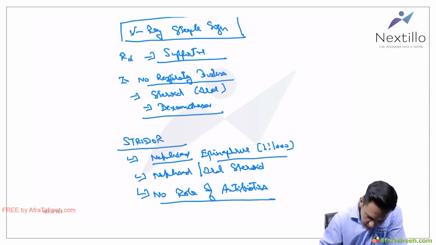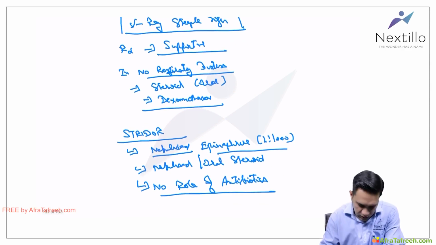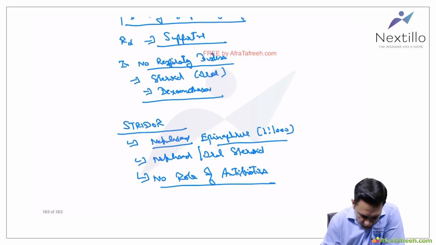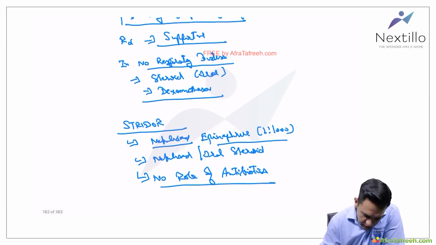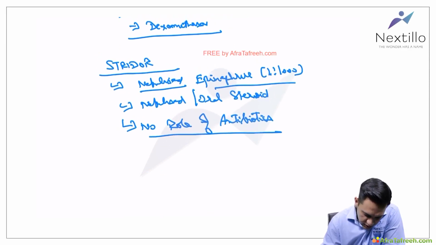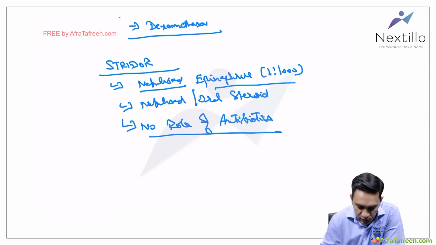So this was about the X-ray. The steeple sign is there. Treatment is mainly supportive. If no respiratory distress, you can use oral steroids; dexamethasone is preferred. If stridor is there, you can use nebulized epinephrine in the ratio of 1:1000, or nebulized or oral steroids, and there is no role of antibiotics. So this was about acute laryngotracheobronchitis.